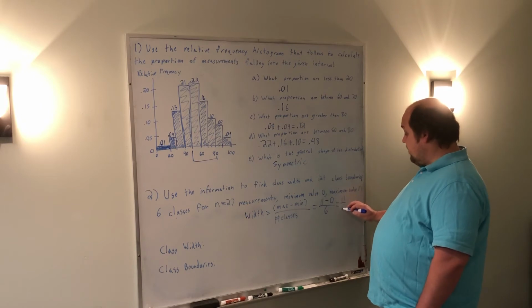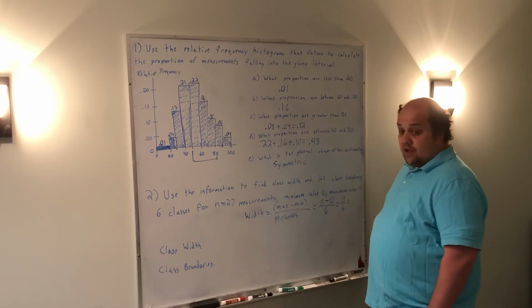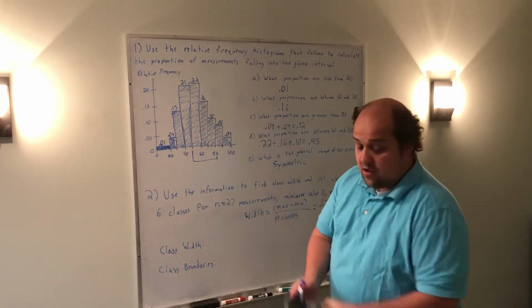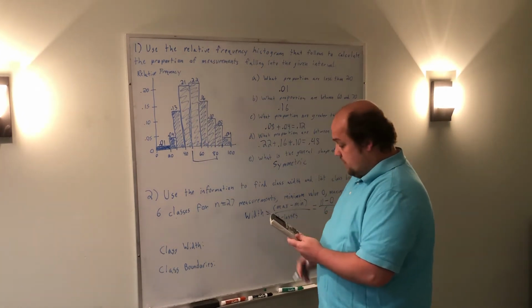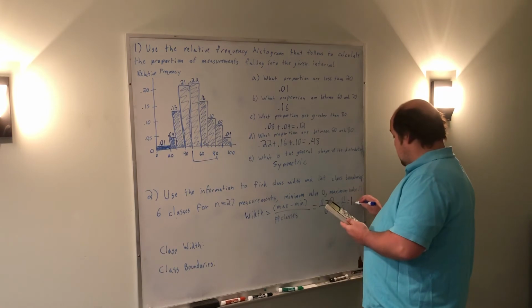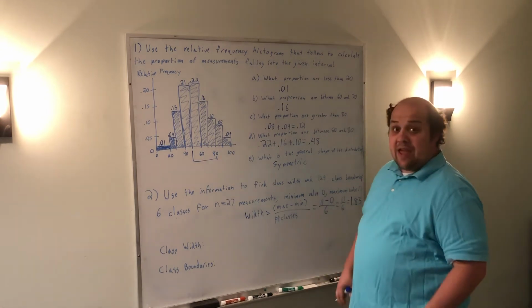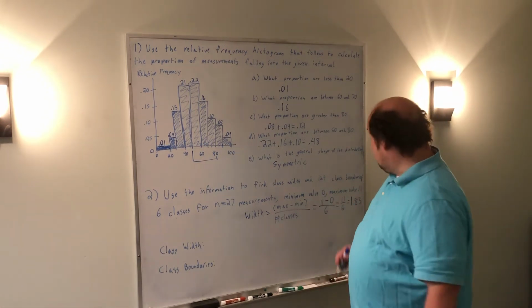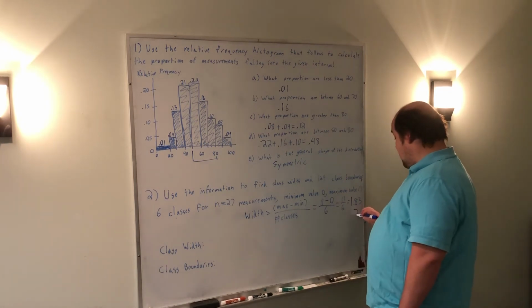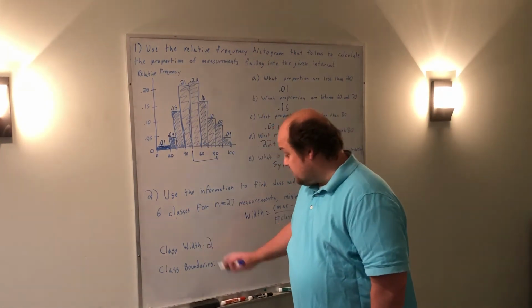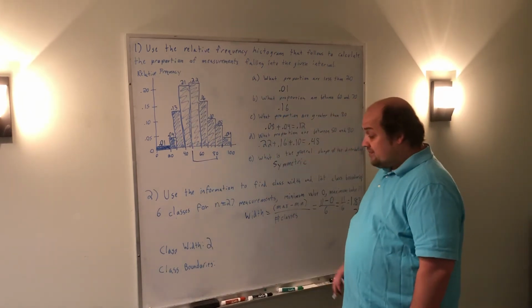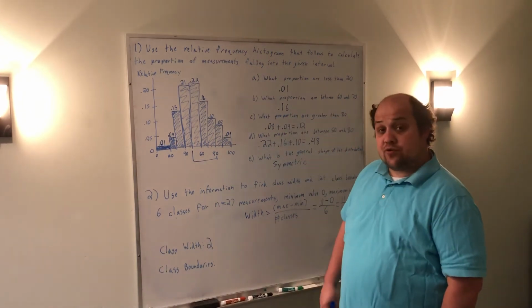This gives me 11 divided by 6. If I put that into my calculator, 11 divided by 6, it gives me 1.83. In general, we'd rather round to the nearest whole number, so instead of calling this 1.83, I'm going to call it 2. I would replace my class width with 2. I'd then go to set class boundaries.